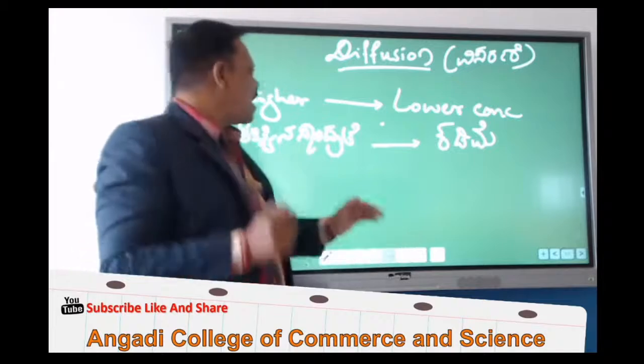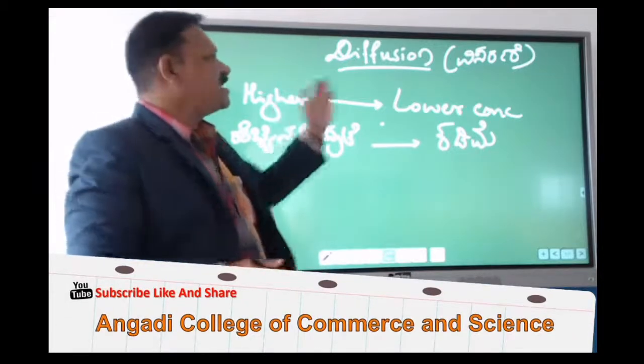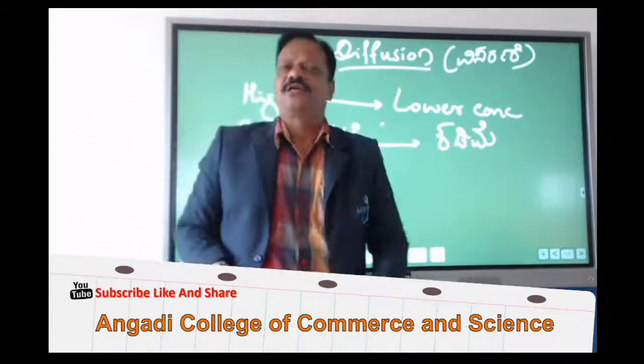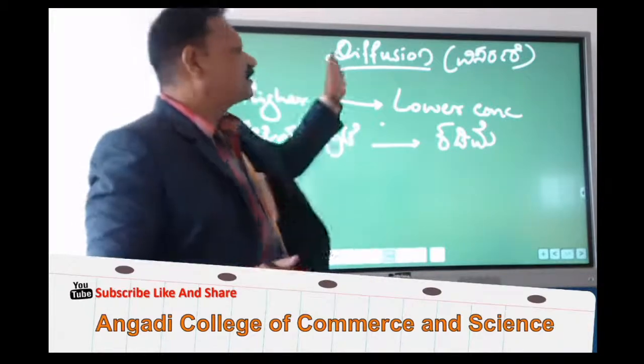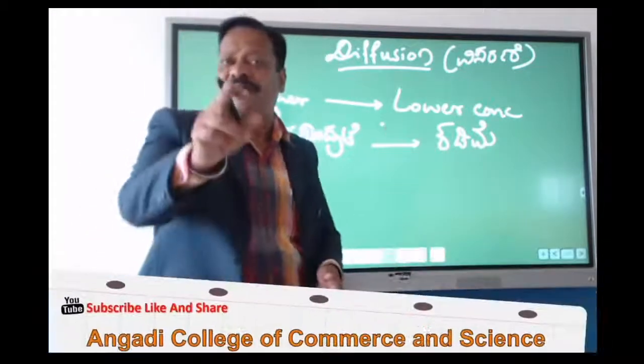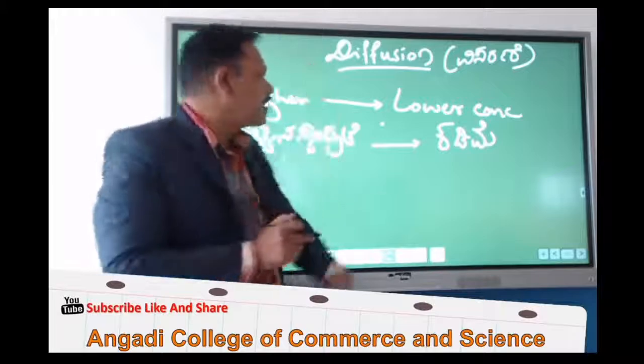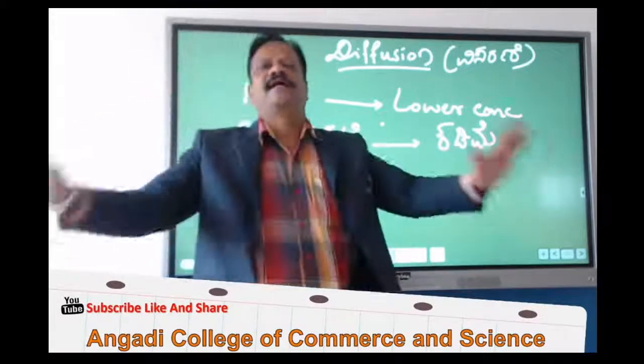So in osmosis what we did, from higher to lower concentration movement of molecules you observed, and that the semi-permeable or selectively permeable membrane was there, but here there will be no membrane at all.